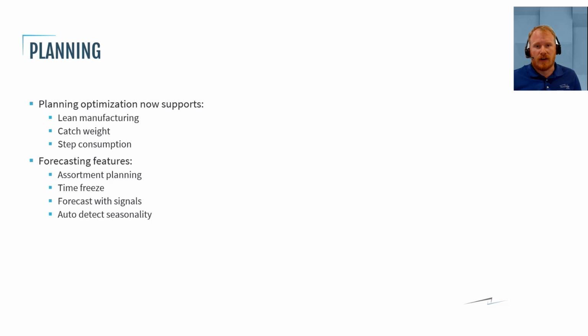I know a lot of you are probably watching planning optimization, maybe sitting on the sidelines a little bit. Some of you have made the jump from MRP to planning optimization, but there still are a few features that have been lacking, and Microsoft is continuing to close the gap within this wave. So planning optimization will now support lean manufacturing scenarios, catch weight, and step consumption. If you're using those things, I trust that you'll know what they are. I'm not going to go into a detailed explanation on that.